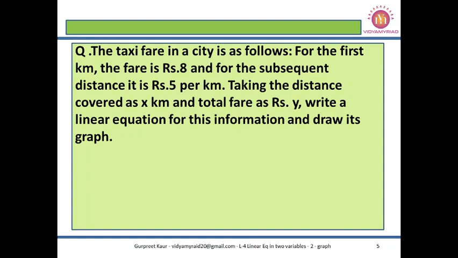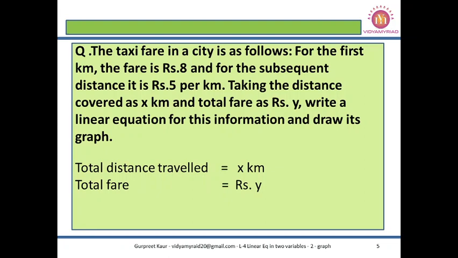Now they are already telling us that distance is x and your fare is y. They are also telling us that for the first kilometer the fare is rupees 8, and for the subsequent distance, what is the subsequent distance? You have to reach a certain destination. As you move further, the remaining distance will be x minus 1. So after the first kilometer, your fare will be rupees 5 per kilometer.